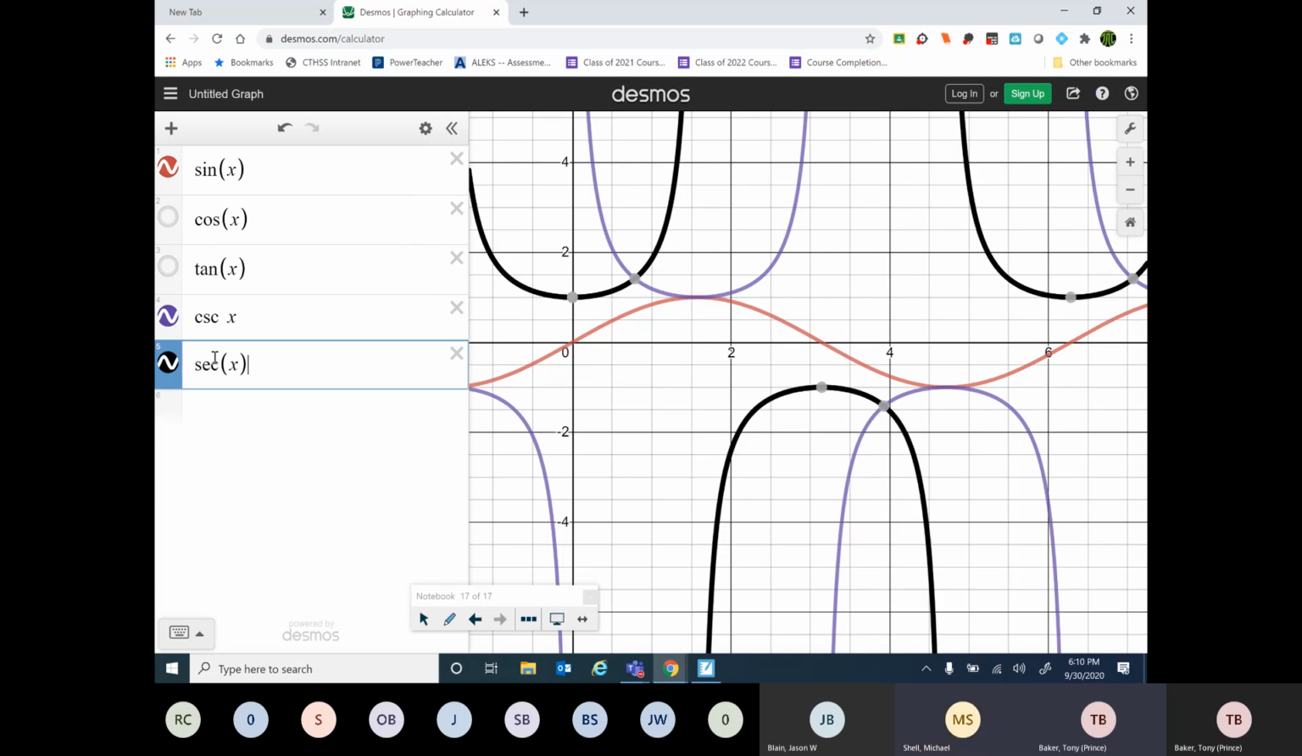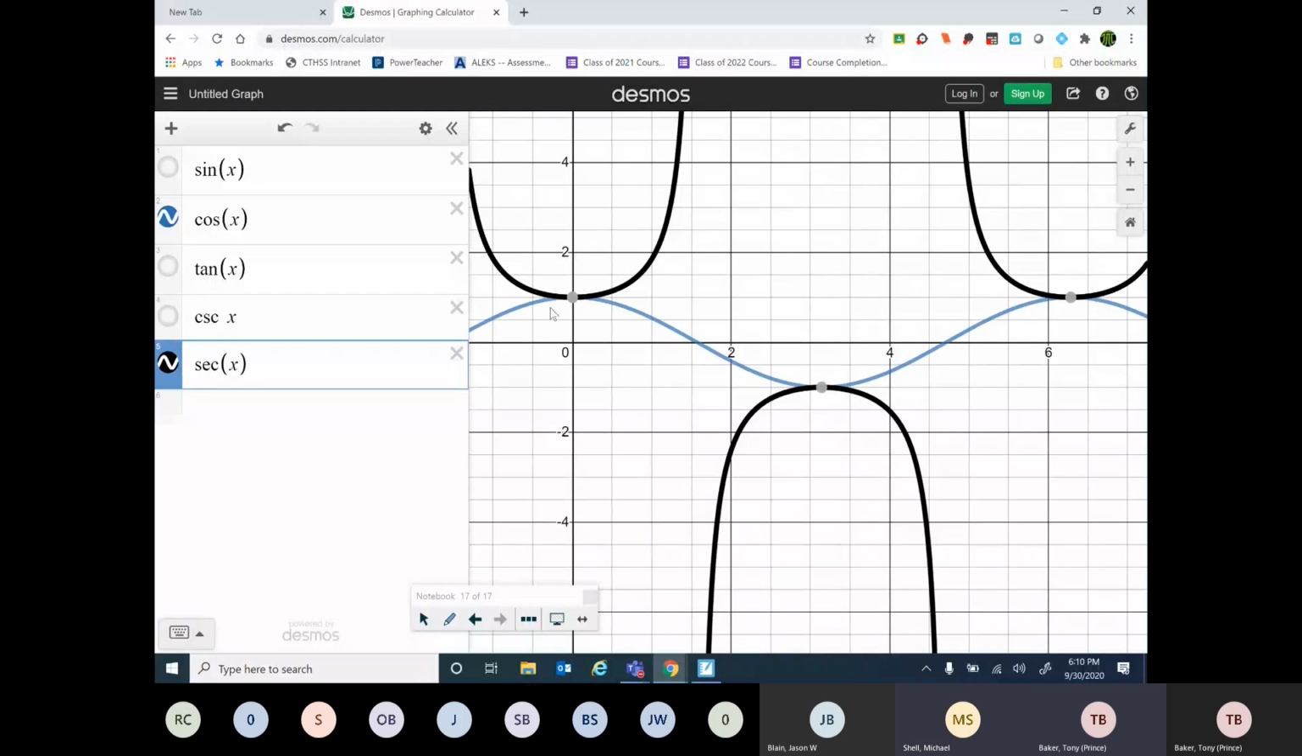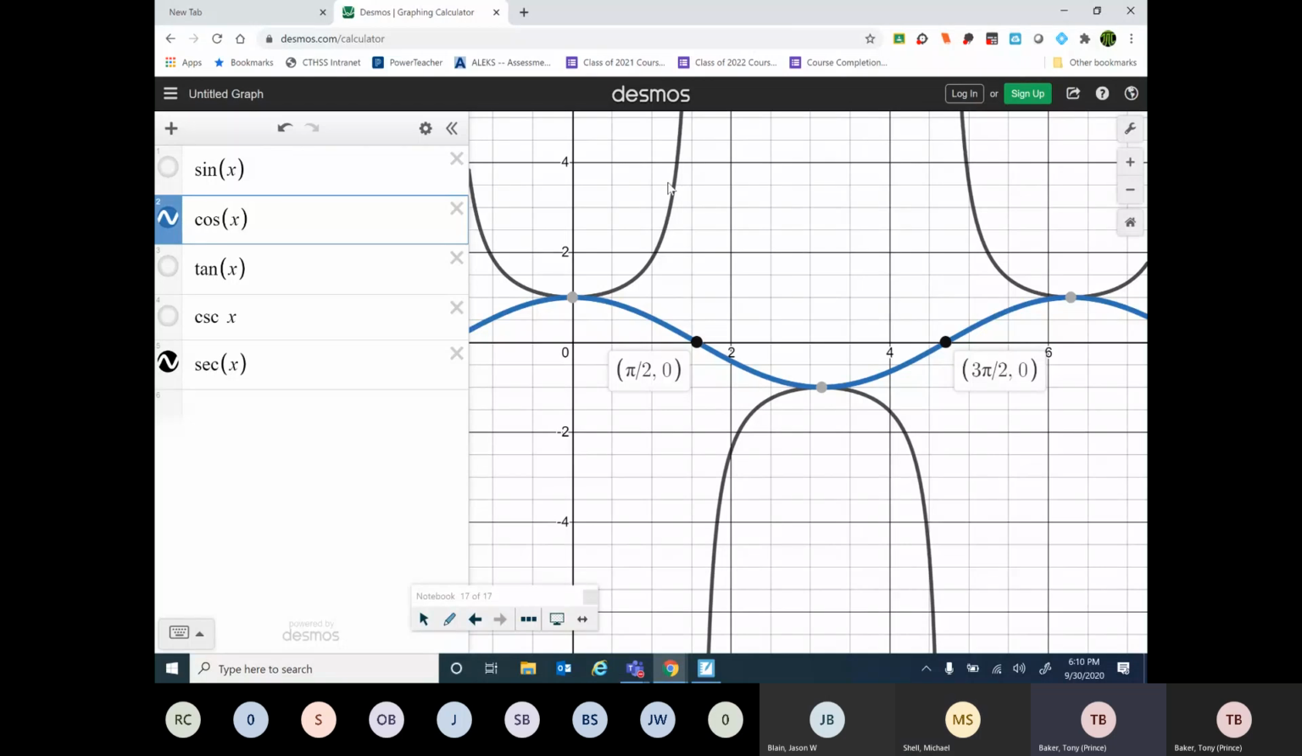Secant is the same thing. Secant goes with cosine. Again, where cosine is 0, I have my vertical asymptotes. And again, my range is from -infinity to -1, and then 1 to infinity.